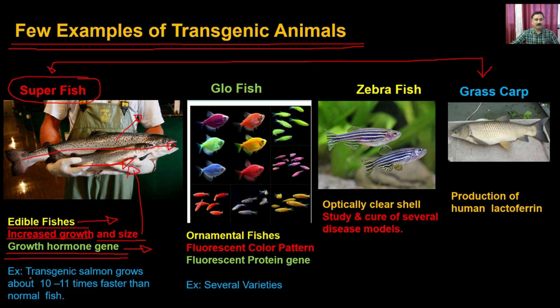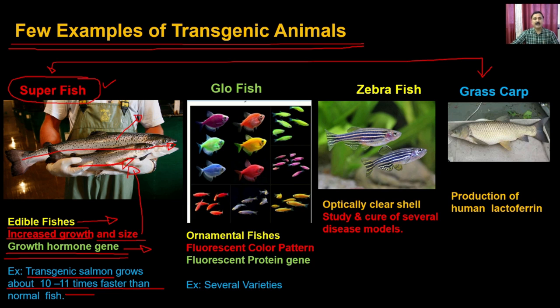A classical example is the transgenic salmon fish, which is what you see here. This salmon, also called the superfish, grows about 10 to 11 times faster than the normal fish, which means it is going to give you more production of fish in a lesser time frame, and it is going to increase your productivity.